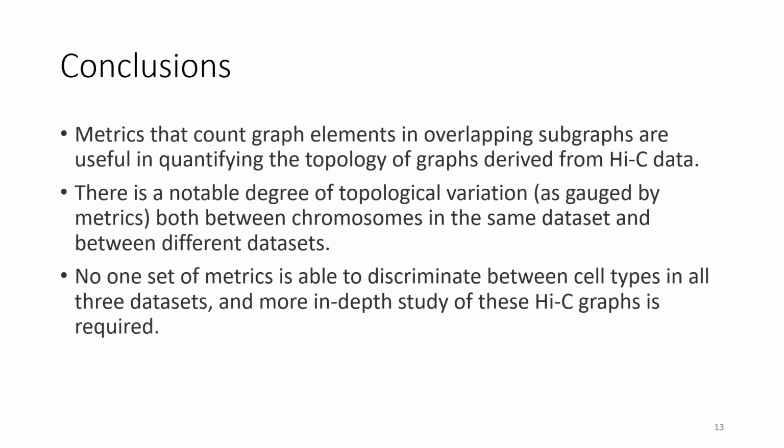So, all in all, metrics that count graph elements in overlapping subgraphs are useful in quantifying the topology of Hi-C graphs. Topology is different in different datasets and in different chromosomes, and more study is needed to find a set of metrics that would distinguish different cell types.